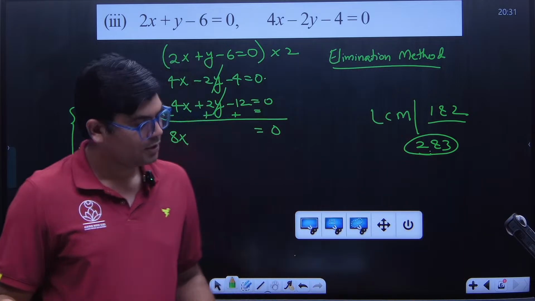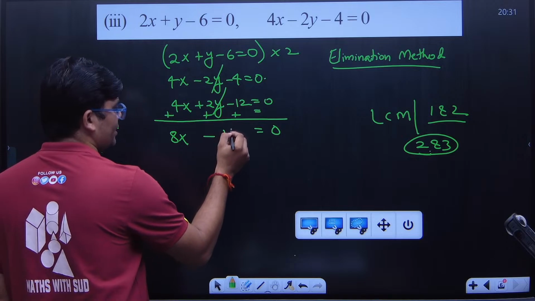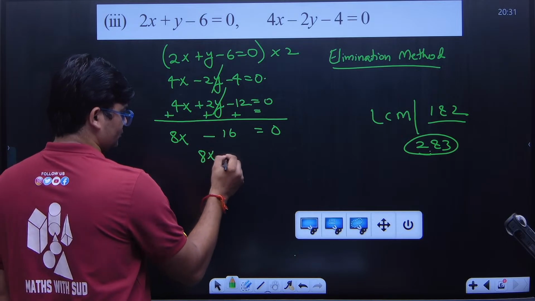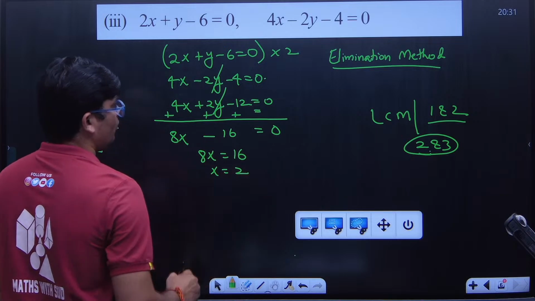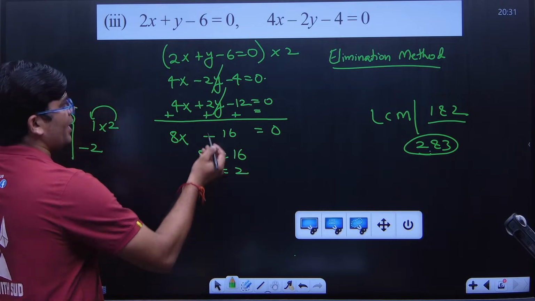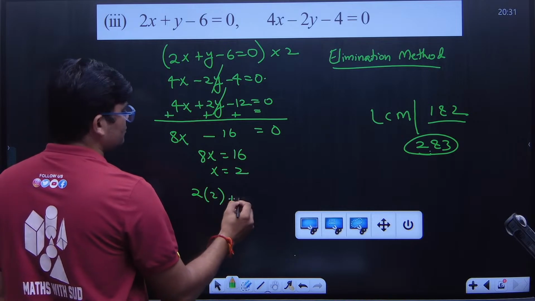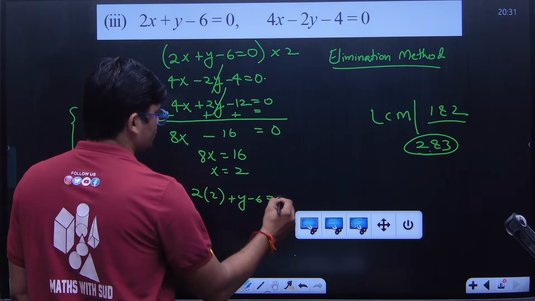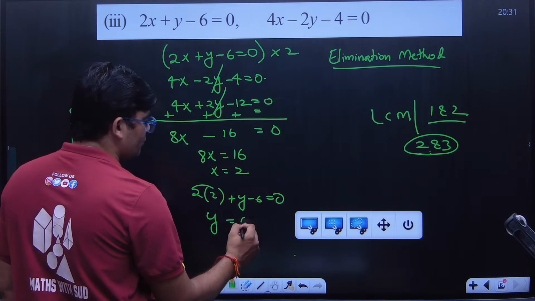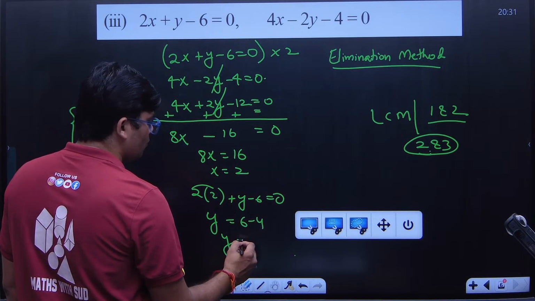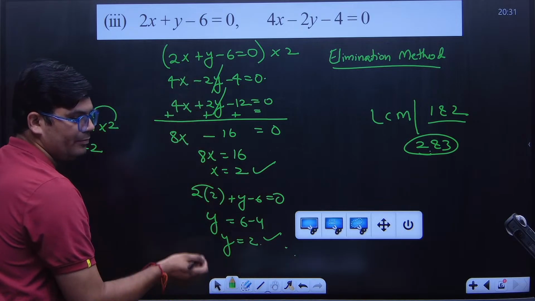Now minus 4 minus 12 is how much? Minus 16. So 8x is 16. So x is equal to 2. Now substituting the value of x in the first equation, we will have 2 into 2 plus y minus 6 is equal to 0. 2 into 2 is 4. So y is equal to 6 minus 4. So y is equal to 2. So we got x is equal to 2, y is equal to 2. This is known as the elimination method.